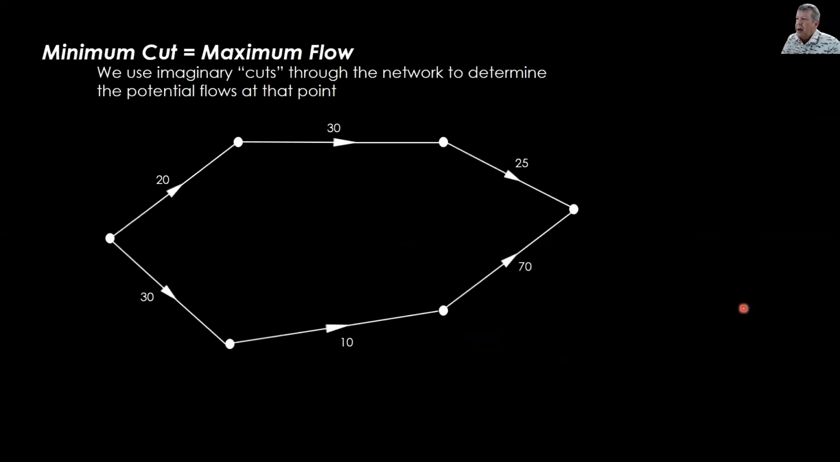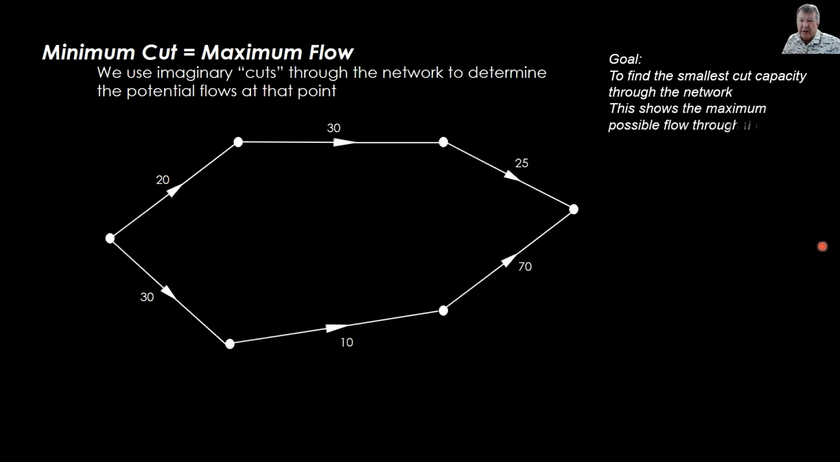All right, minimum cut equals maximum flow. So that's what we're aiming for. So we use these cuts, which we talked about, to cut through the network to determine the potential flow at that point. All right, so our ultimate goal is, just below me here, to find the smallest cut capacity through the network. Okay, this shows the maximum possible flow through the network, which we just talked about.